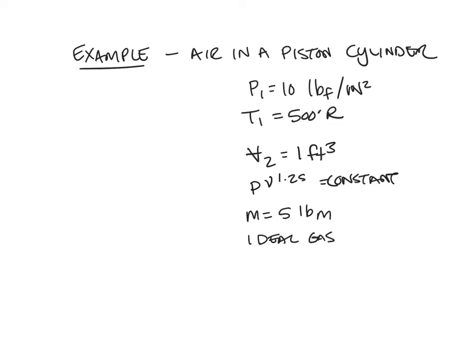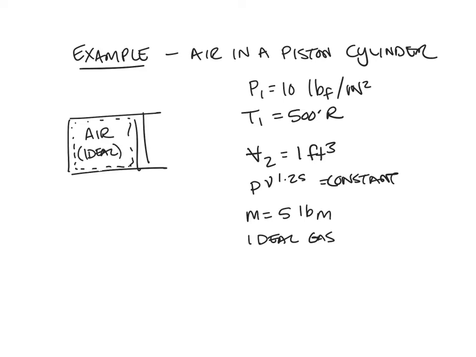So I'll draw the picture for you. I just draw a control volume around my piston cylinder system. And I'm going to write down air, but I'm also going to make a note here that it's ideal. That'll help remind us how to figure out the different properties.